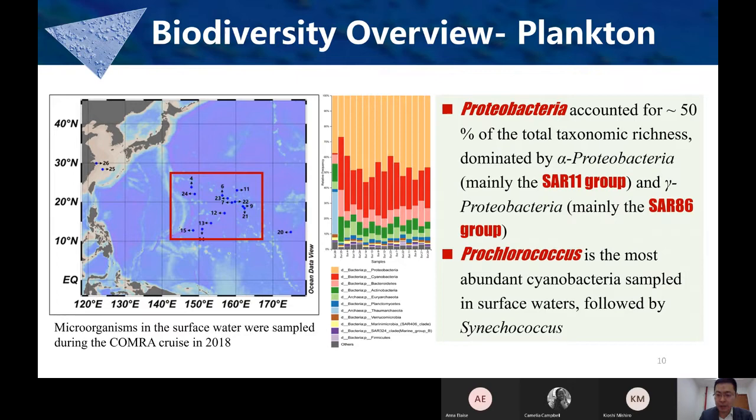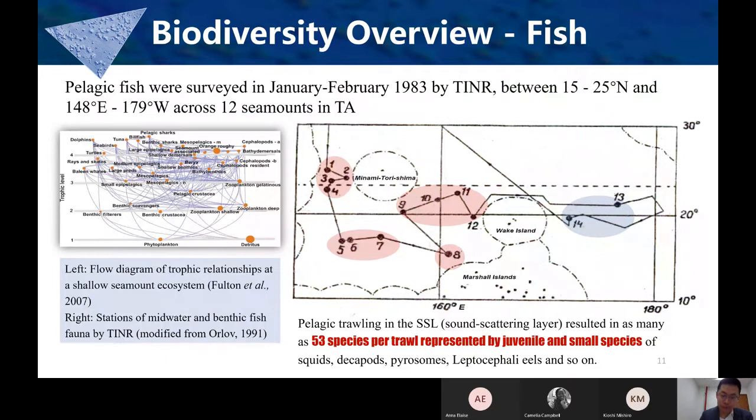In a seamount, fish are the top product of the trophic level. Pelagic fish were surveyed in 1983 by Russian scientists across 12 seamounts in the triangle area. Most of them, that means 8 seamounts, are located in the north part of the triangle area.